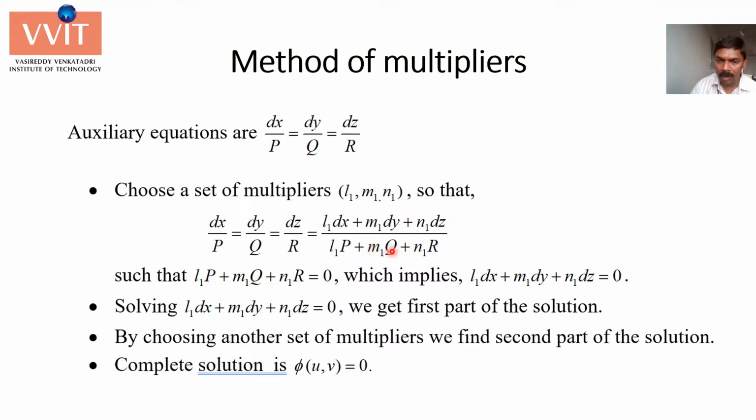So if the denominator is 0, and if you select any member from 1, 2, 3 and do the cross multiplication, you get equal to 0. So the equation we get is L1 dx plus M1 dy plus N1 dz equal to 0. By integrating this equation, we get the first part of the solution. In the same way, we have to select another set of multipliers to get the second part of the solution. And the final step is the complete solution is phi of u comma v equal to 0. So we'll see some problems based on this method.